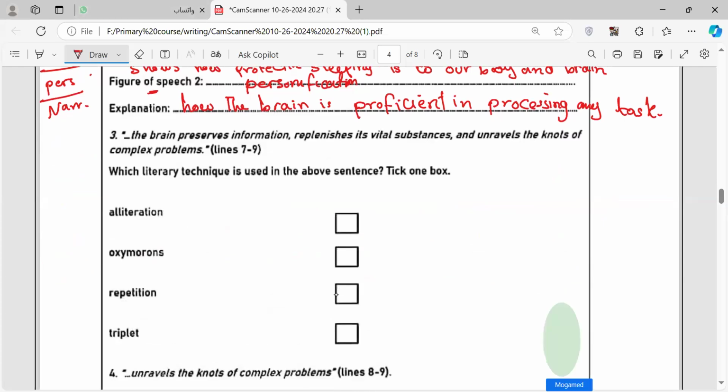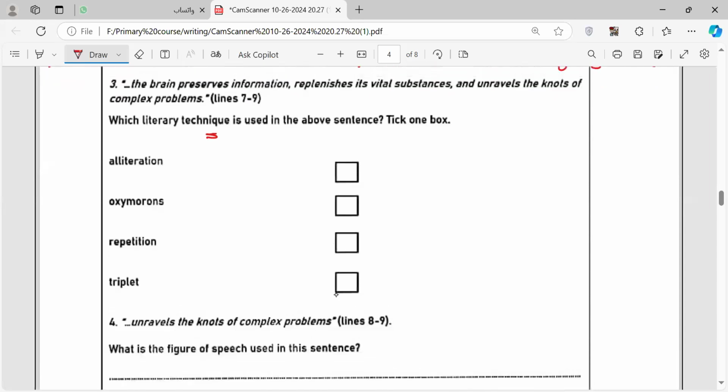Yalla, Abdullah Muhammad. Here, the brain preserves information, replenishes its vital substances and unravels the knots of complex problems. What is the literary technique used here? Okay, so the brain perception. Okay, so it's oxymoron. Let's explain them all. Alliteration, we already explained last time. Alliteration is the repetition of sounds at the beginning of words, like mole and men. The repetition of the sound m here is alliteration.